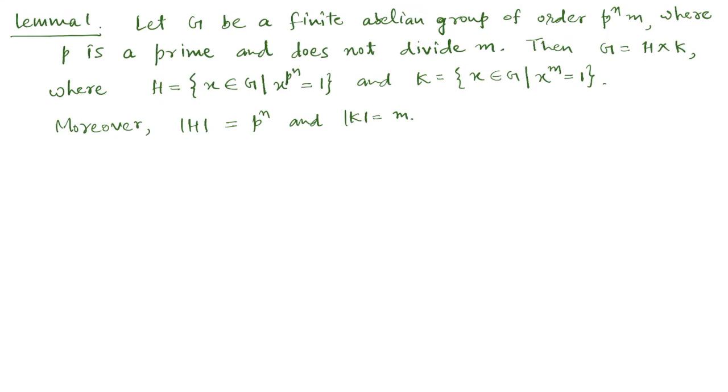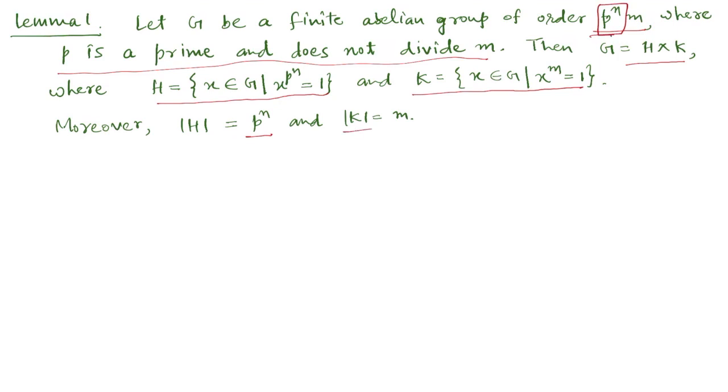The first lemma says that if G is a finite abelian group of order p to the power n times m, where p is a prime that does not divide m, then we can write G as the direct product of 2 subgroups H and K, where H consists of those elements of G which are killed by p to the power n, and K consists of those elements of G that are killed by m. Moreover, this lemma says that the order of H is p to the power n, meaning this factor, and the order of K is m, the remaining factor.